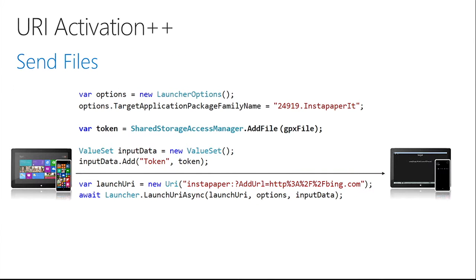Sending files. Now, we've got this new thing called the Shared Storage Access Manager AddFile, and you give it a file name. That gives you back a token. And you can put that into the payload that you're sending across. You can combine that with your target application package family name again, so you can launch that to a specific app. The value set is a new type that came out in 8, I think, which is just a lightweight packaging thing, a key value dictionary sort of thing. You just need to get that token over to the recipient in some way, and then they can redeem that token and get at the file. So that's a nice way of doing that.